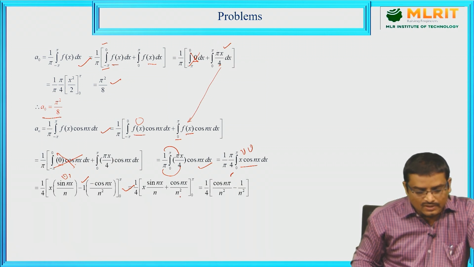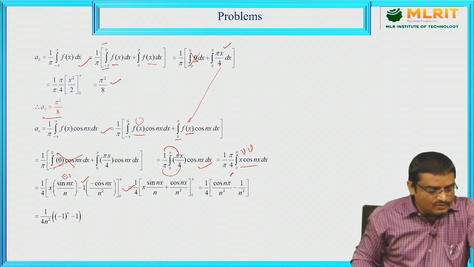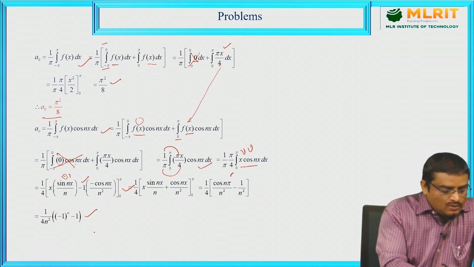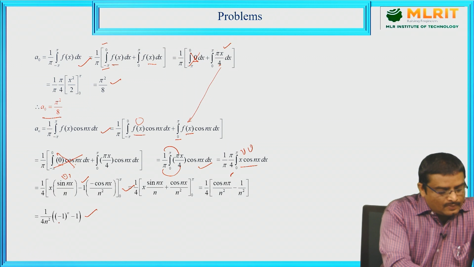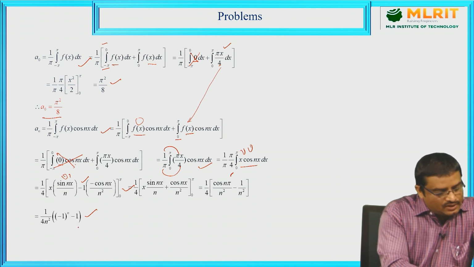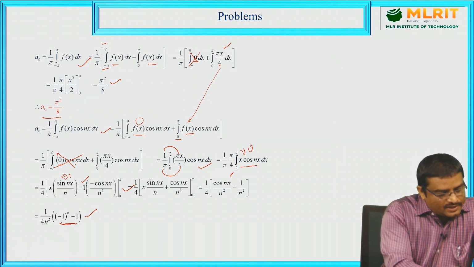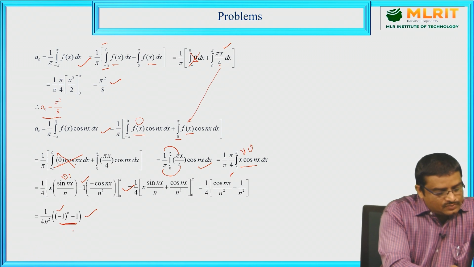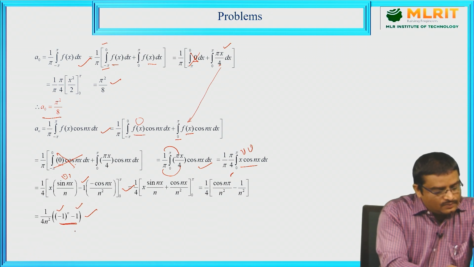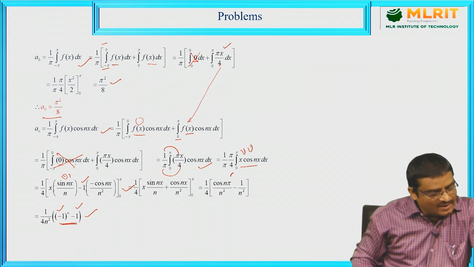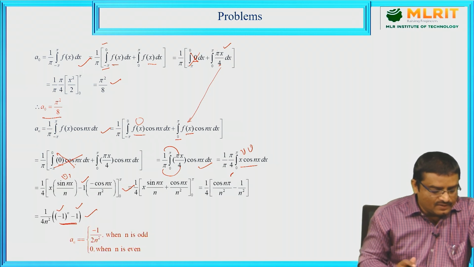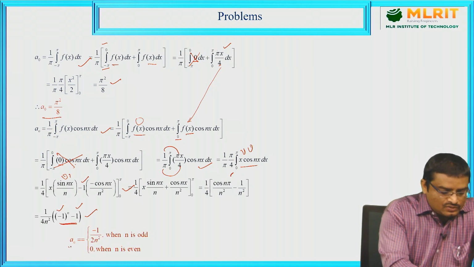Substitute the upper limit and lower limit here. So finally you will get this value is equal to 1 by 4 n square, minus 1 whole to the power of n minus 1. So here also inside the brackets we are having minus 1 whole to the power of n and the constant value 1. So here you take even values and odd values of n. So you will get these values of an.